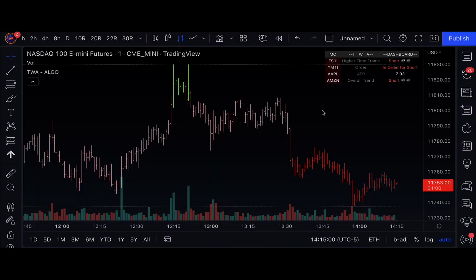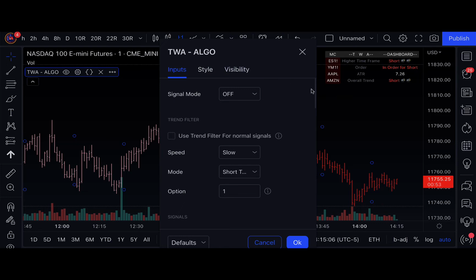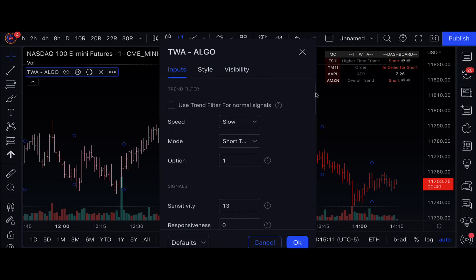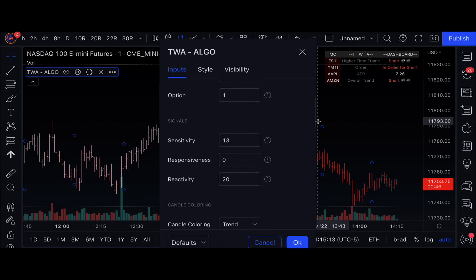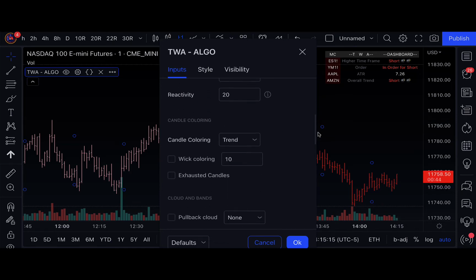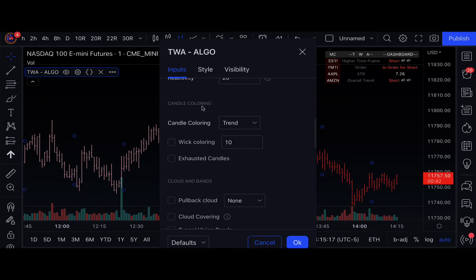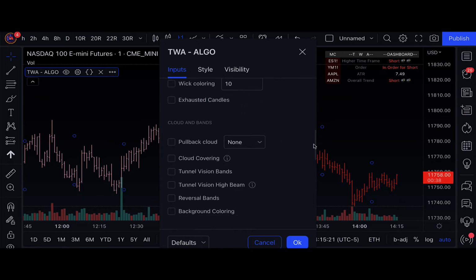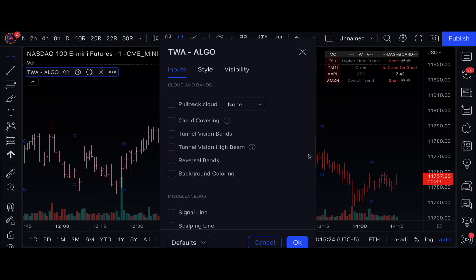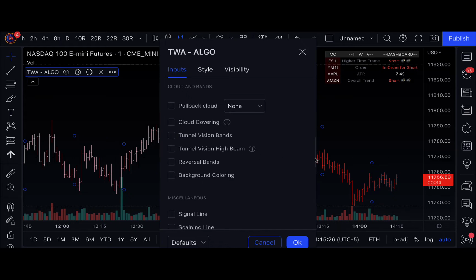Hey guys, for this video we're going to be going over the candle coloring options in the TWA algo. We've already done a video on our signal mode with the trend filter and our signal section. So our next section here is the candle coloring. Once we get through the candle coloring, we'll go through these categories and then we'll start making videos on trading setups.